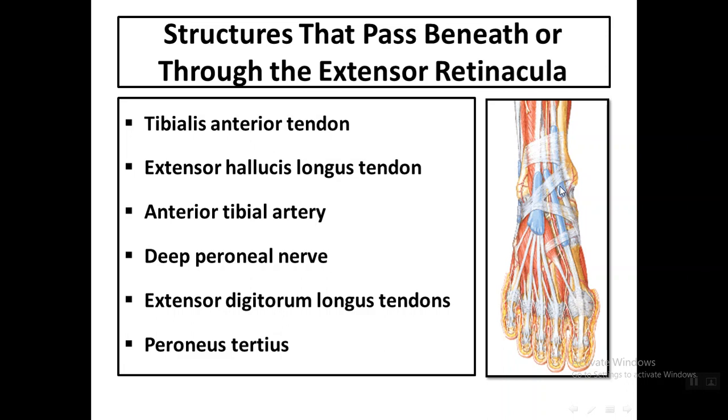First, the tibialis anterior tendon. Next, the extensor hallucis longus. This tendon will pass to the big toe. Next, we will have the anterior tibial artery. Next, we have the deep peroneal nerve, and then we have the tendon of extensor digitorum longus. The slips of this muscle, the tendon will pass to the lateral four toes. And lastly, we have the tendon of peroneus tertius muscle, which is regarded as a part of extensor digitorum longus.